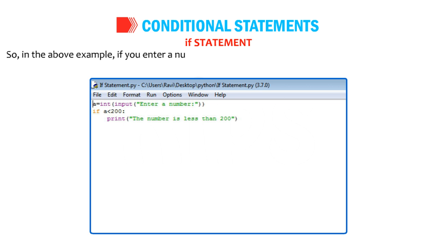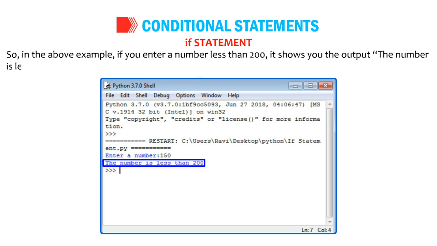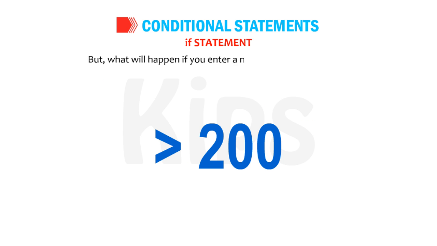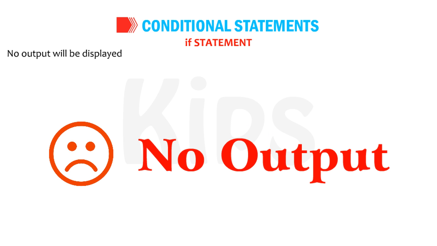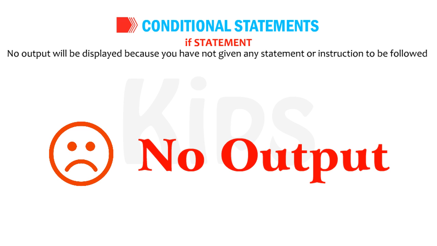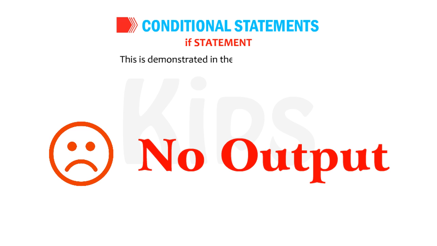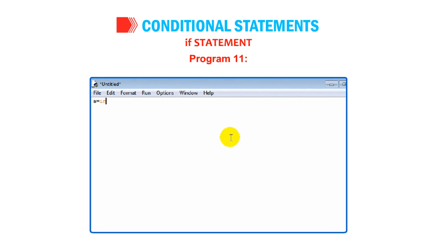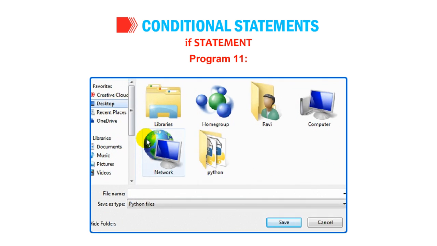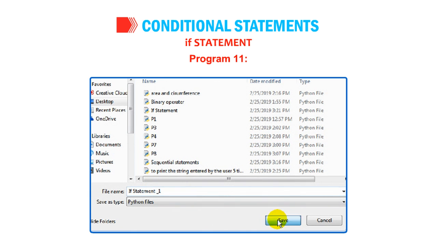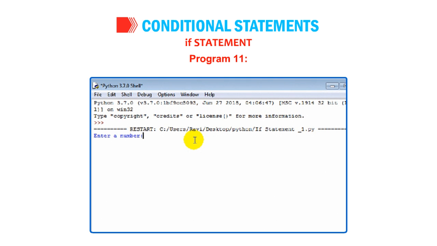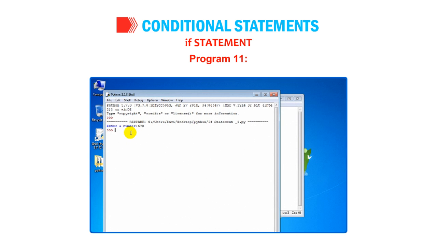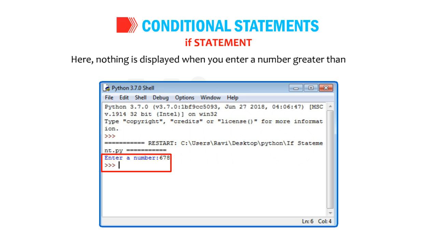So in the above example, if you enter a number less than 200, it shows you the output: The number is less than 200. But what will happen if you enter a number greater than 200? No output will be displayed because you have not given any statement or instruction to be followed if the given condition is false. This is demonstrated in the following example. Program 11. Here nothing is displayed when you enter a number greater than 200.